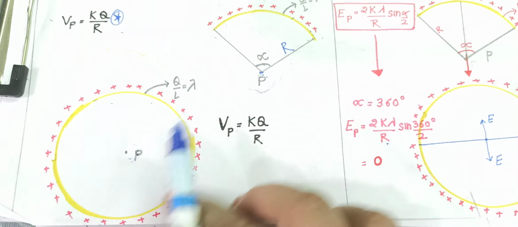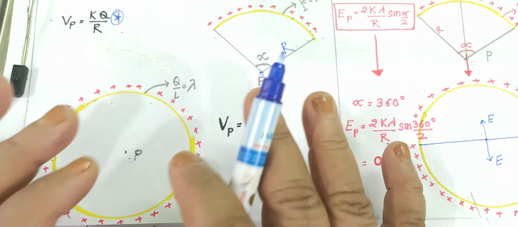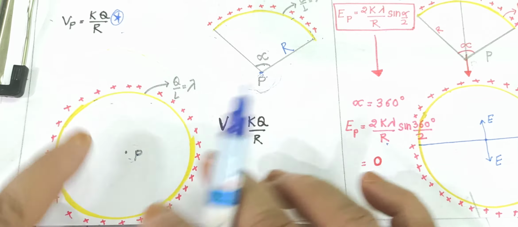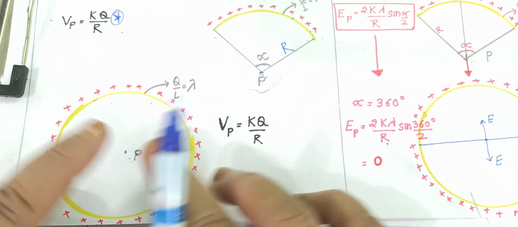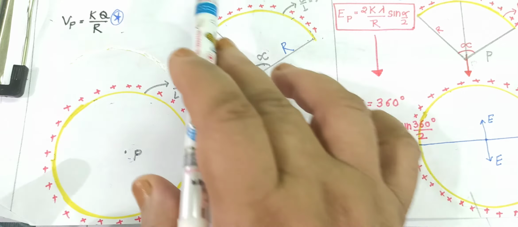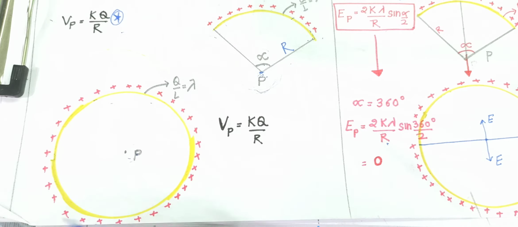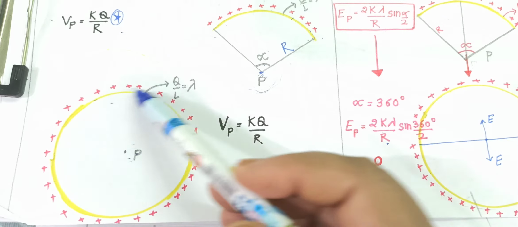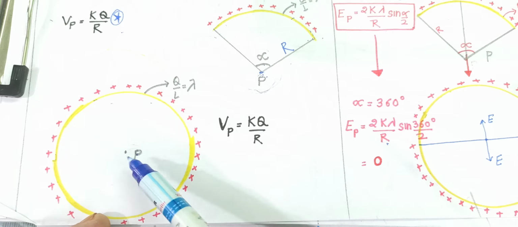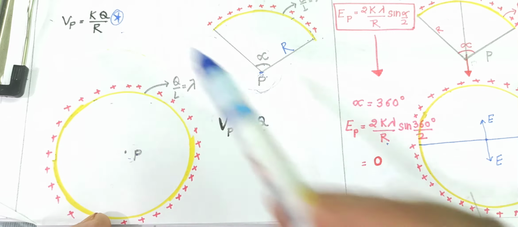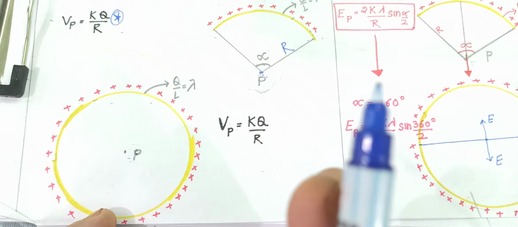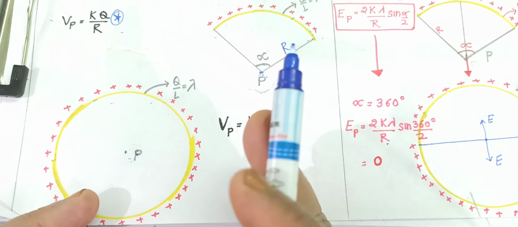Now come to the next one. This is the whole ring, same length L of the wire, right? Same charge q, but this time the wire is bent in the form of a ring. So lambda is not different in all the three cases. Again same logic, the point P is at equal distance from all the elements. So potential at this point P will be kq by r directly. Wait.